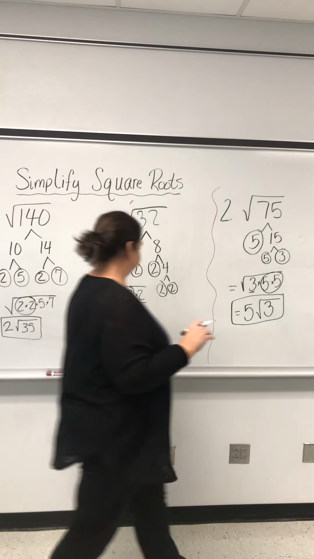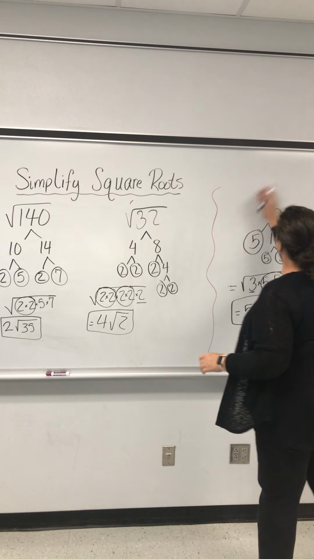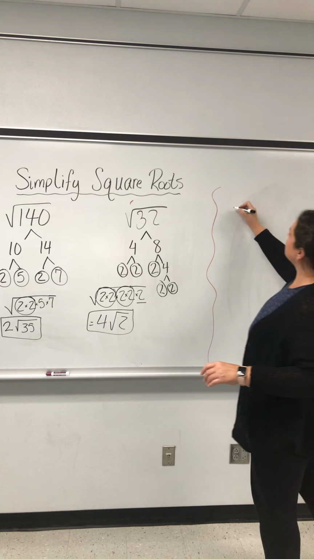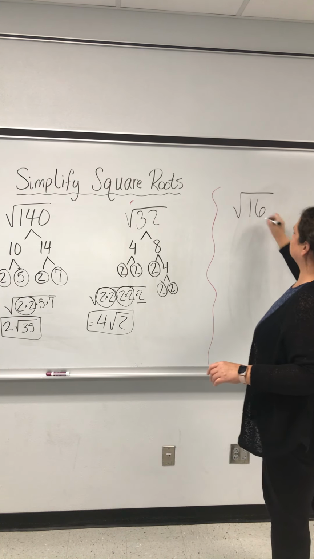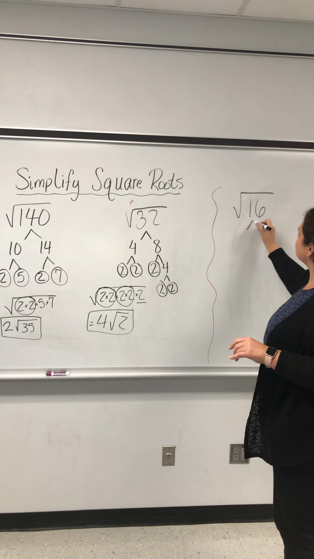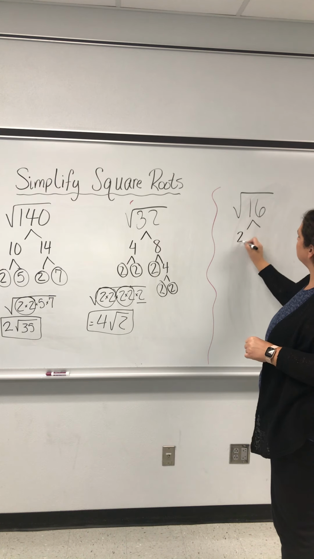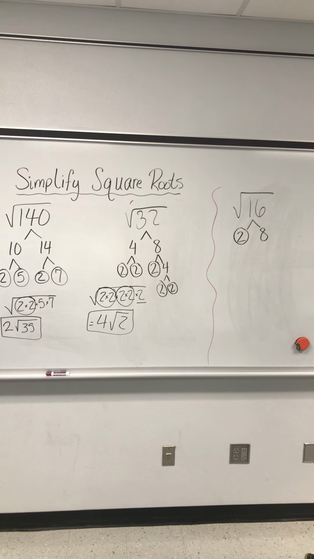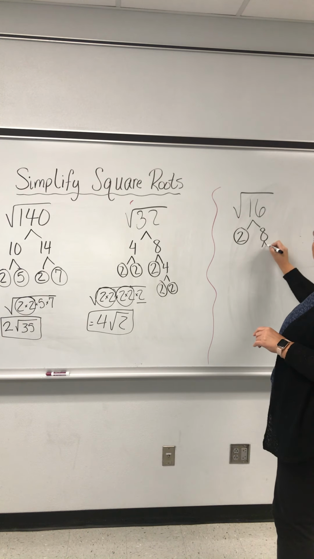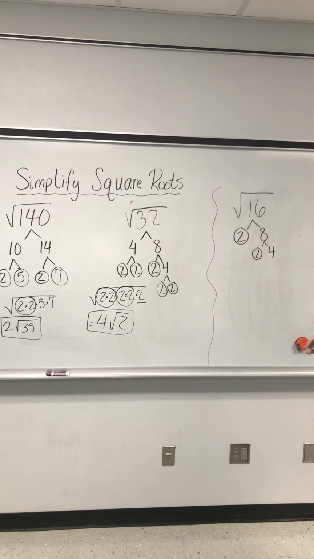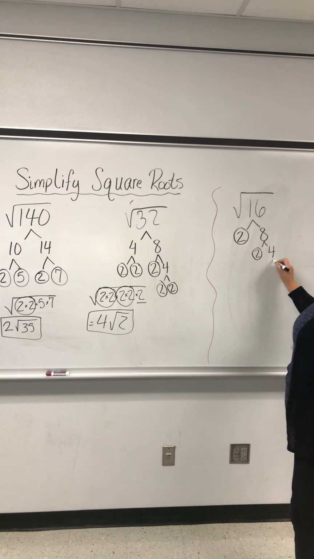Last example. Let's look at the square root of 16. We'll break it down. What times what equals 16? Let's do 2 and 8. 2 is prime, 8 is composite, so we can break that down a little more. 2 goes into it, 2 times 4 equals 8. 4 is a composite number, so we can break that down again.